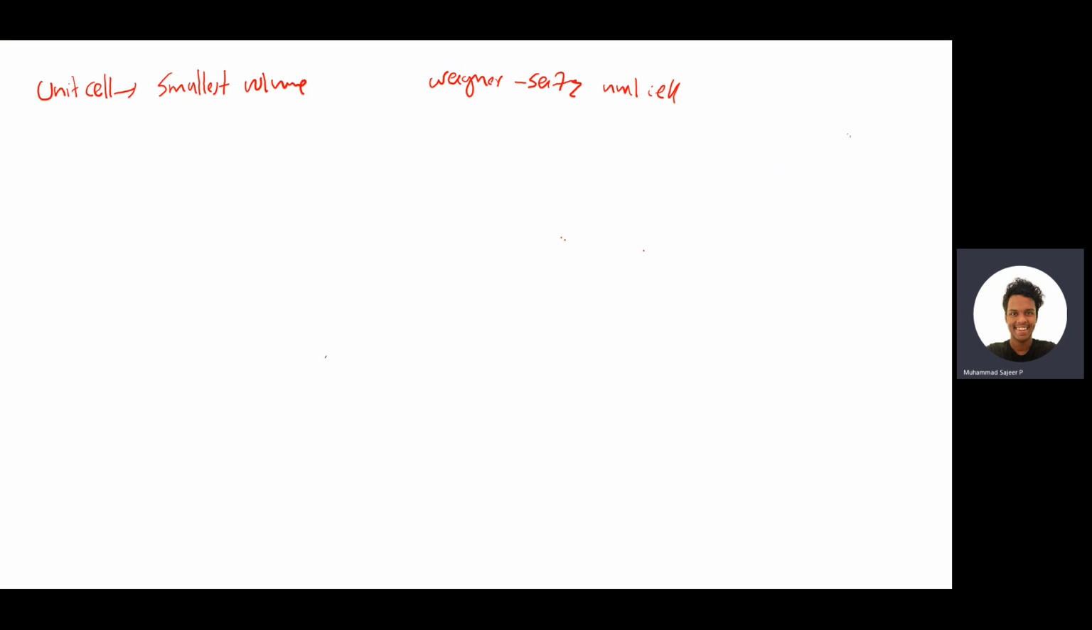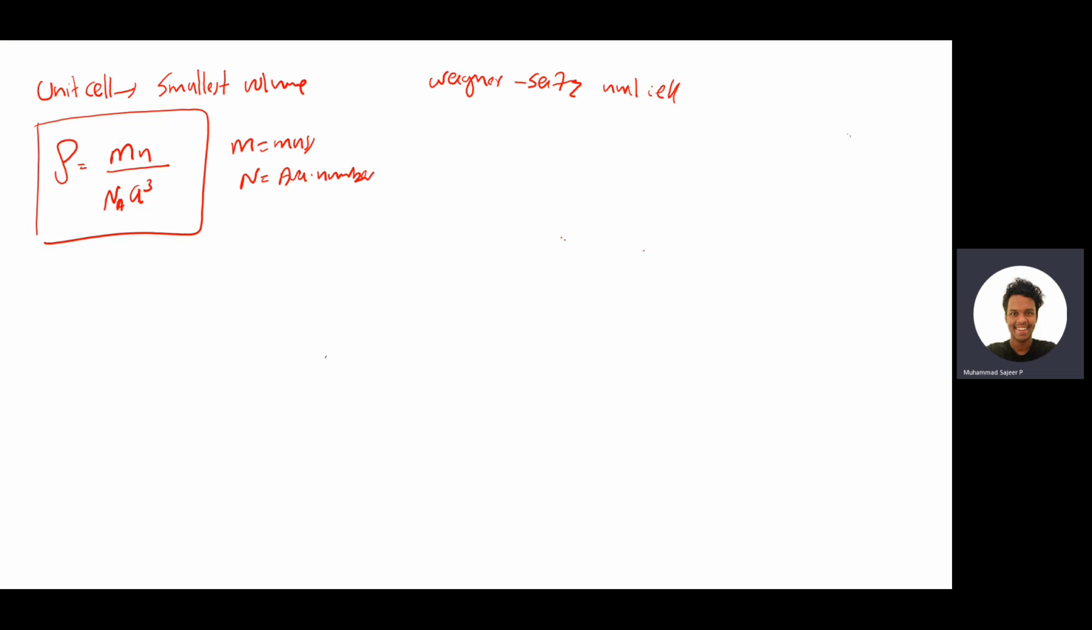In solid state physics, one of the basic equations is density equals M n by N_A a cubed. Here M is mass, N_A is the Avogadro number, 6.023 times 10 raised to 23, and n is the number of atoms per unit cell. So if you know this, you can calculate the density. This was asked in GATE 2006, and maybe in recent ones also. That's a basic thing.